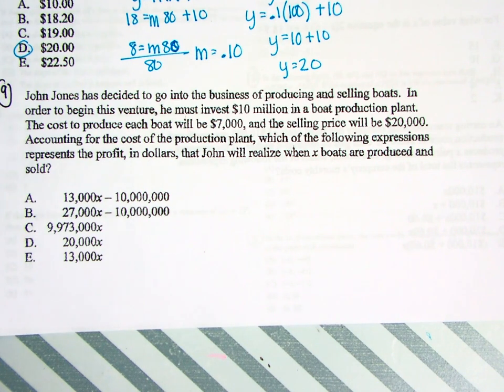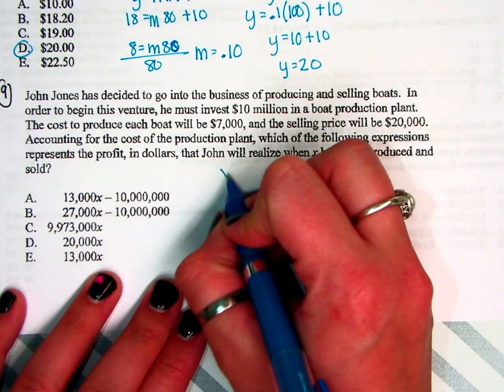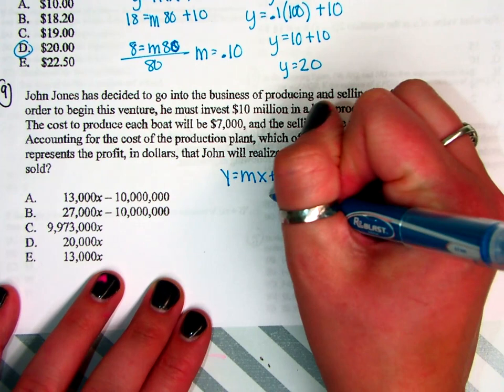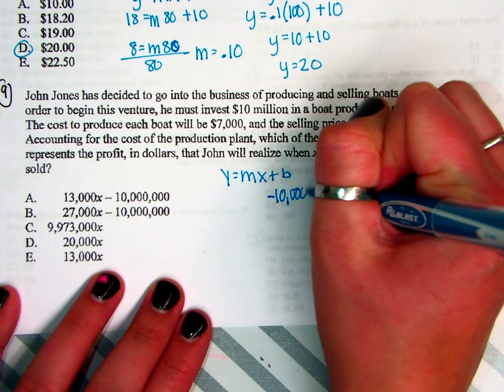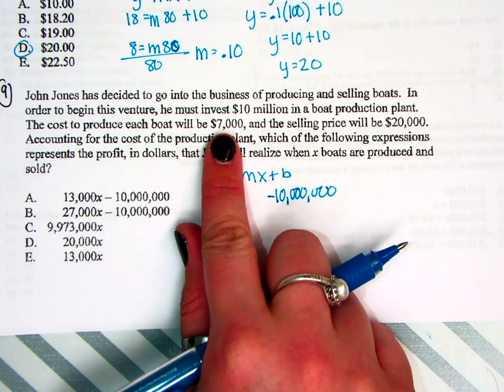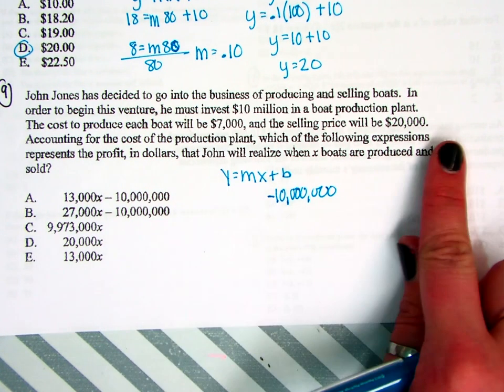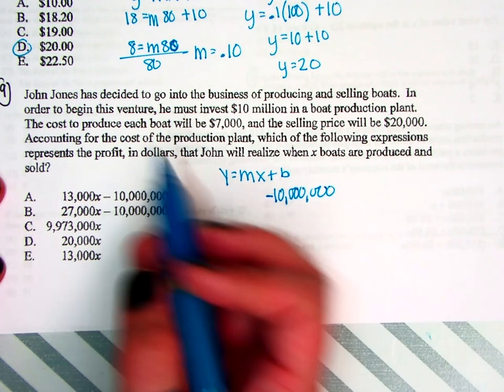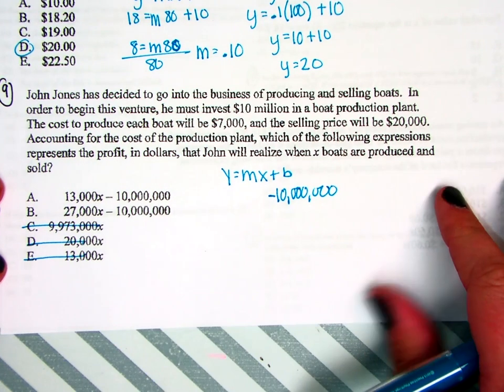In this problem, he has invested $10 million. So when we're working with y equals mx plus b, he has lost $10 million already. So it's negative. He has spent that money. He's not earning money. He spent it. Now, each boat costs $7,000 to make, but he's selling them for $20,000. Hopefully, you've been able to narrow it down to A or B by now.